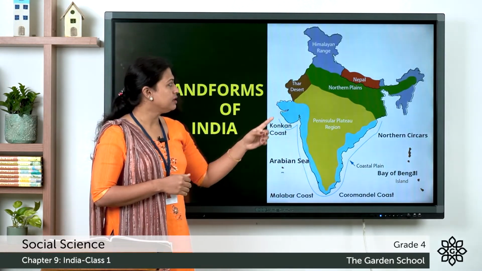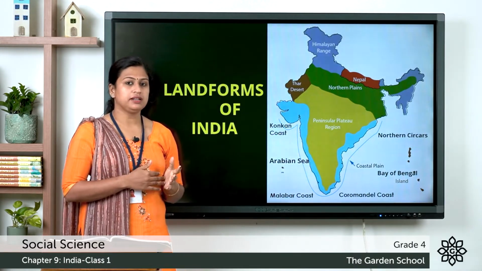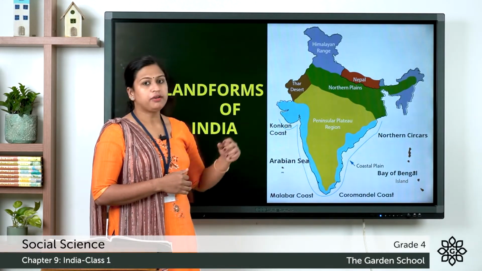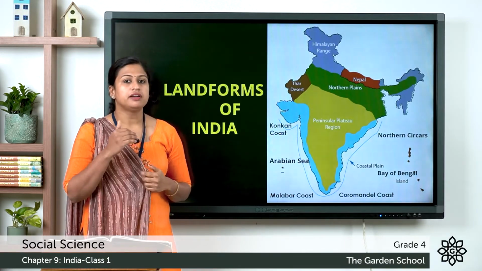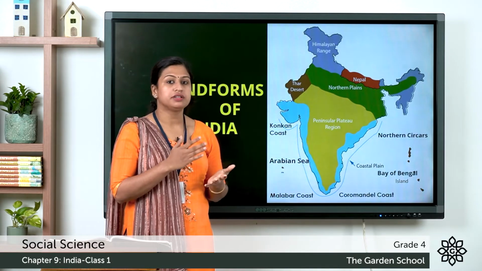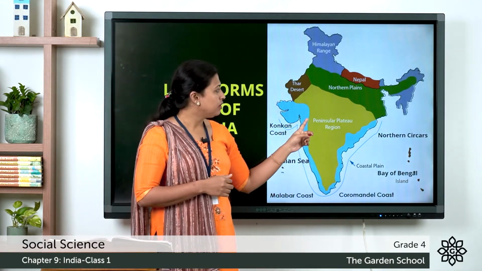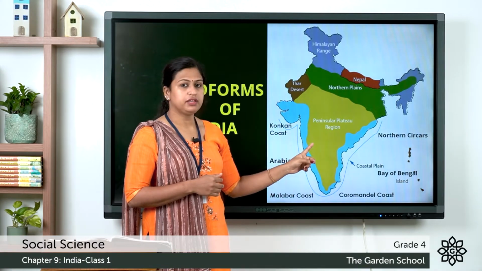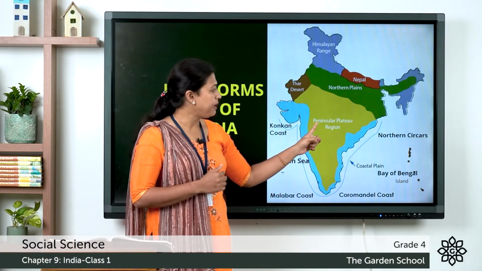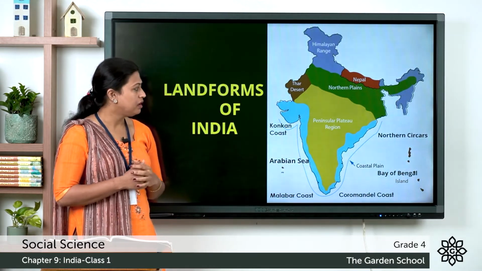Next division is the Thar Desert or the Great Indian Desert. It is located in the western part of India in the states of Rajasthan, and usually this place is very hot, dry and sandy. Next division you can see here, most of the lower half of the country is covered with peninsular plateau. So, this is the next division.